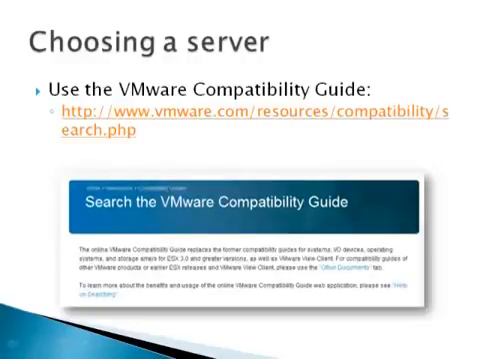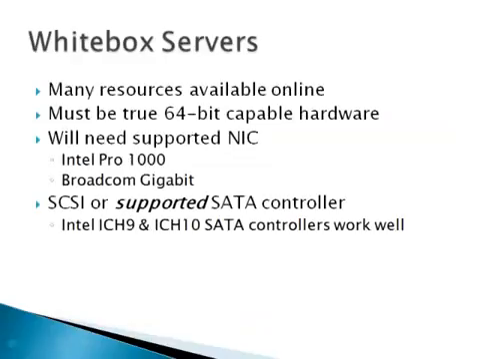Let's talk about choosing a server. Use the VMware Hardware Compatibility Guide. The address is on the screen, or you can go to www.vmware.com/go/HCL, and you can search for a server which is listed as being compatible with the VMware hypervisor or ESXi. Some people prefer to install the VMware Hypervisor or ESXi on a white box. There are a lot of resources available online, but we know that your hardware must be true 64-bit capable. You'll also need a supported NIC. These include the Intel Pro 1000 and Broadcom Gigabit family of server adapters, and you'll need a SCSI or supported SATA controller.